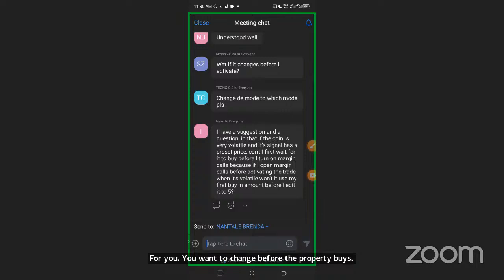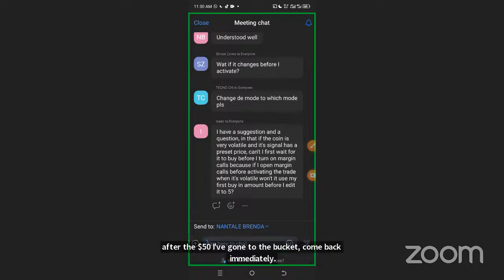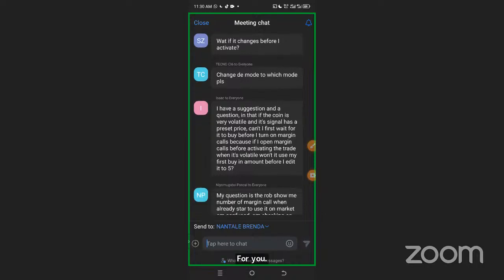I have talked about the robot first buying, that $50 to go in the market. Then after the $50 has gone to the market, come back immediately and change from $50 to $5. For you now, you want to change before the robot buys.